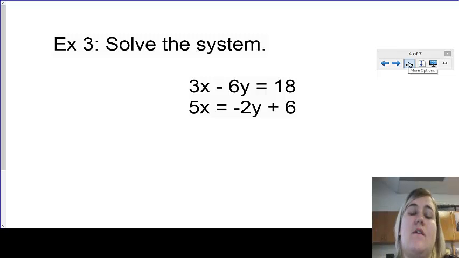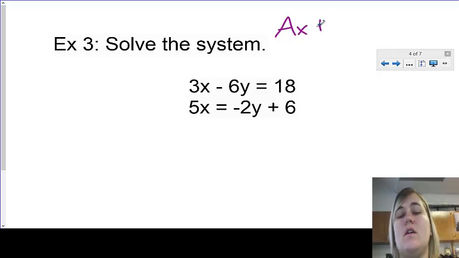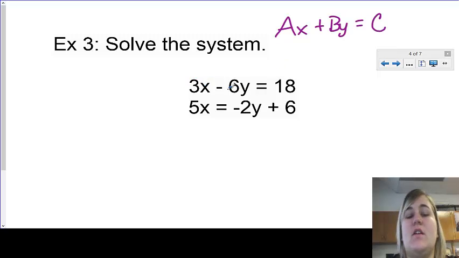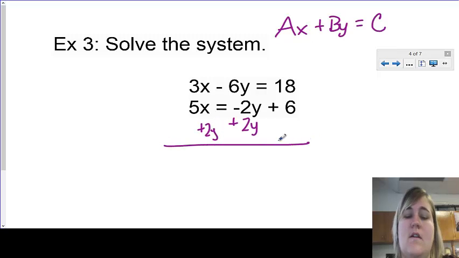Alright, it wants me to solve the system, and I'm going to do the same thing that I've been doing. However, I have to have it in standard form, and I hope you remember that standard form is ax plus by equals c, which just means that I have x and y on the same side. The first equation, I do have x and y on the same side. The second equation, I do not. So to change that, I'm going to have to add 2y to both sides. When I do that, this will cancel. I have 5x plus 2y equals 6.